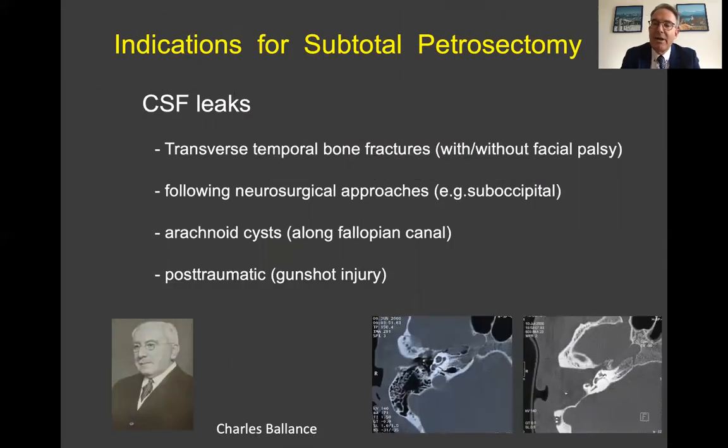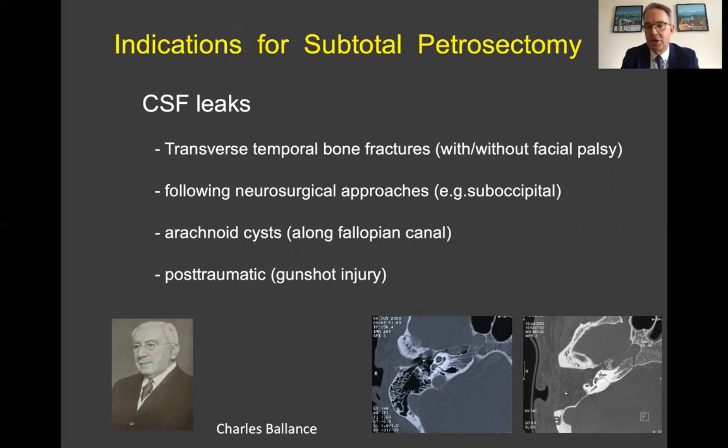Another indication, and now I'm coming back to Sir Charles Ballance, who stated that the middle ear space is a potentially dangerous space to the arachnoid, infection and meningitis. So if you reverse the sentence, if you have CSF leaks, like in transverse temporal bone fractures, which is a fracture through the otic capsule, in the middle CT scan, you see the fracture line through the otic capsule. This will never heal, so the space will remain open between the middle ear and the subarachnoid space. These patients are at lifetime risk of meningitis.